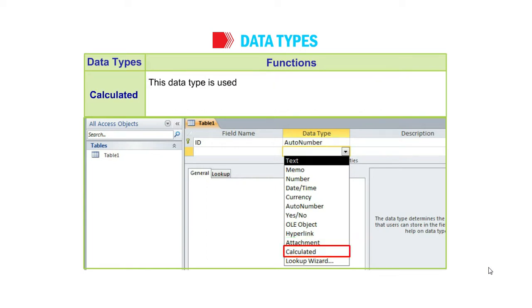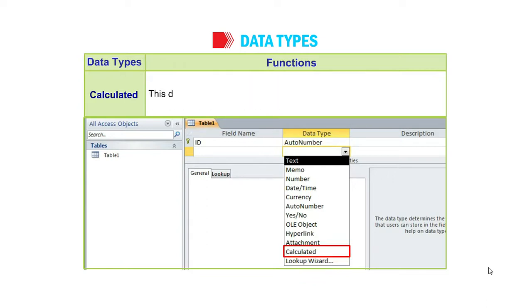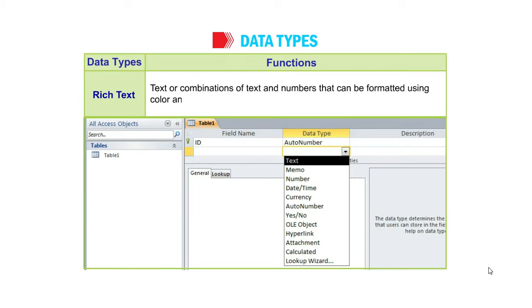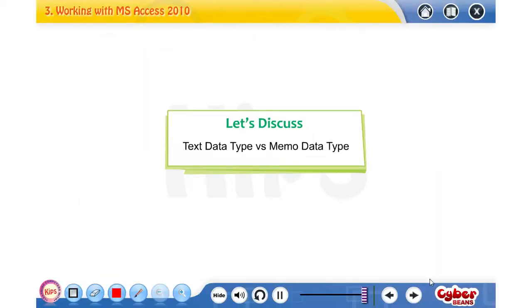Calculated. This data type is used when a user creates table fields that calculate values. The calculations can include values from fields in the same table as well as built-in Access functions. This data type is used mostly in case of queries, forms, and tables. Rich Text. Text or combination of text and numbers that can be formatted using color and font controls. Type and memo data type.